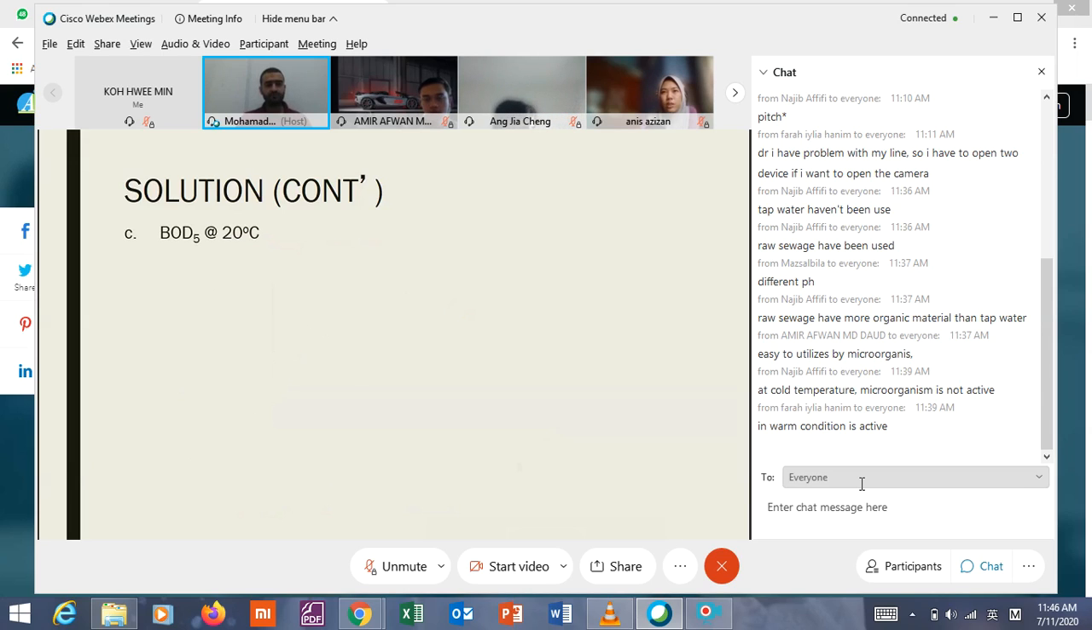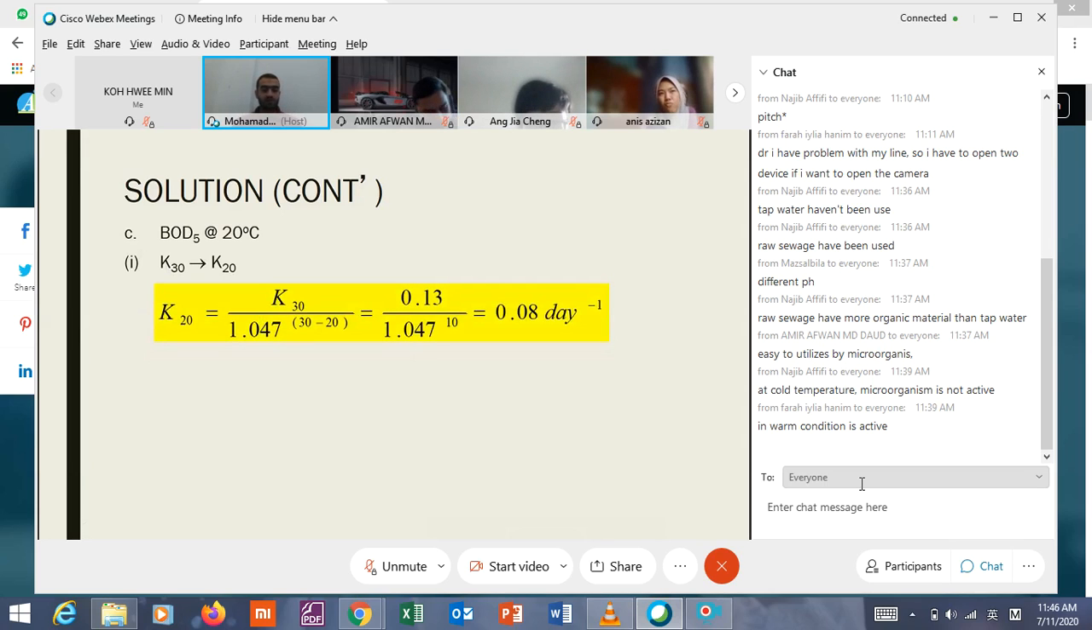If we continue, we want to measure BOD5 at 20 degrees. This is the third requirement. Notice that here we have 20 degrees, but we have the K at 30 degrees. So how are we going to deal with this? We have to change from K30 to K20 first. Before using the value of K, we have to adjust it to K20. So K20 equals K30 over 1.047.